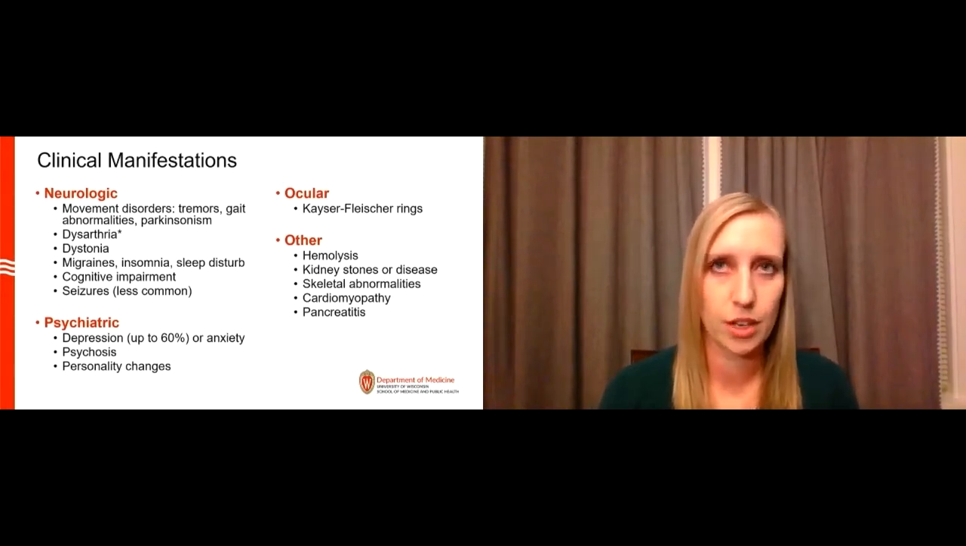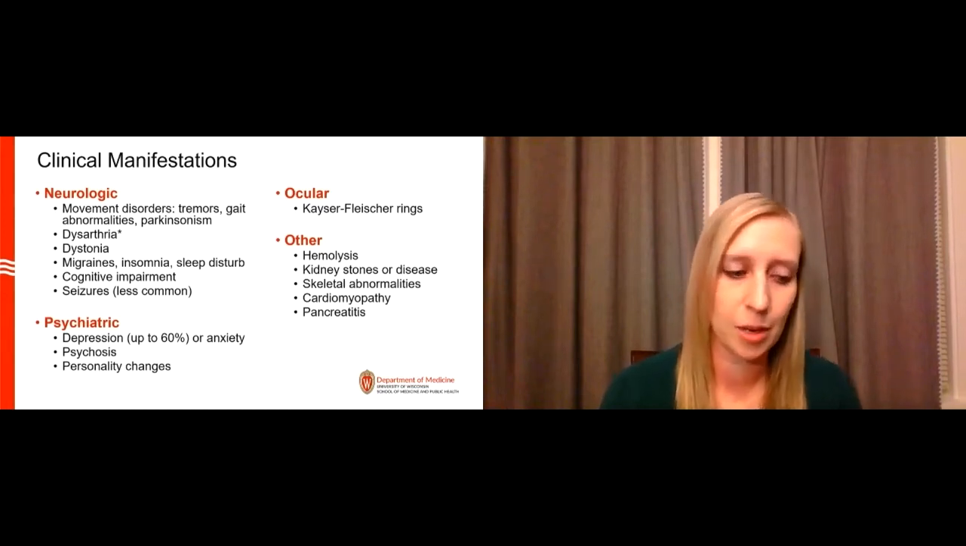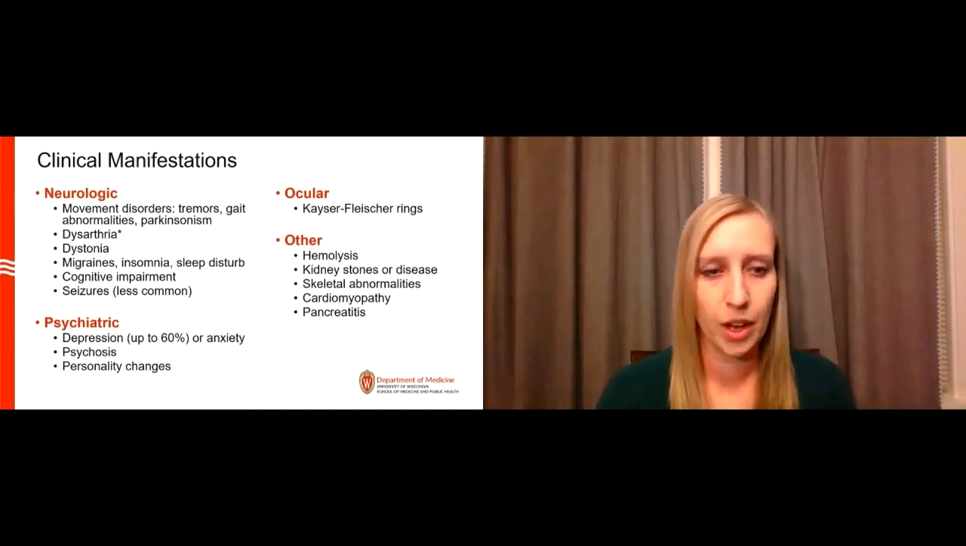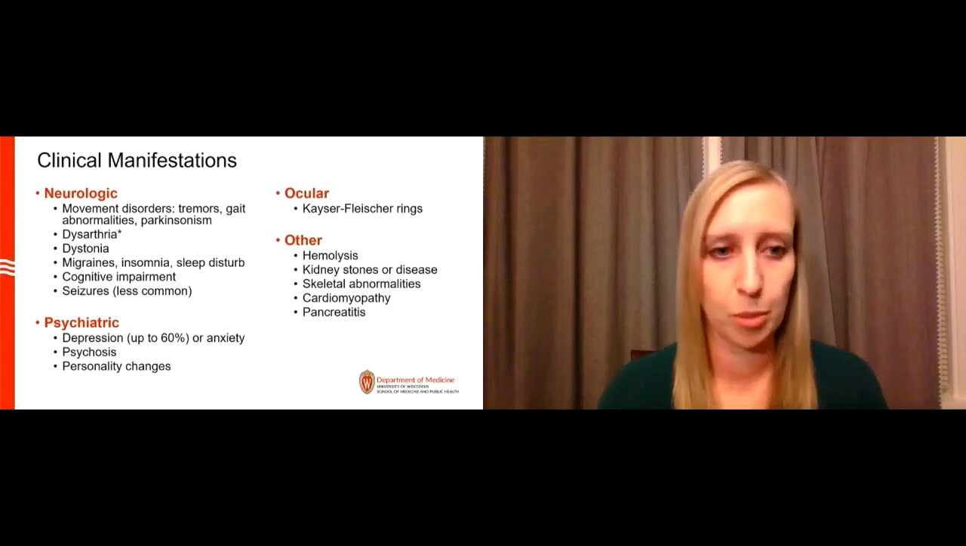On the other side of this slide, we have ocular findings as well. Kaiser-Fleischer rings are the hallmark of Wilson disease. This is when copper can deposit in the Descemet's membrane of the cornea. And I'll have a picture coming up of this in a moment.